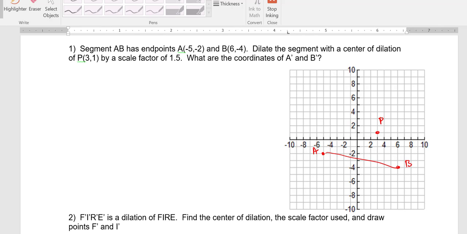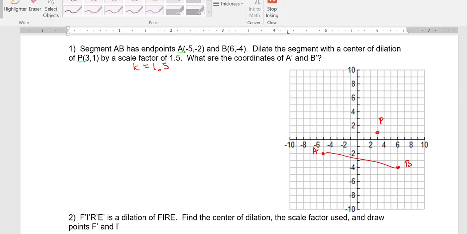Now, we're going to dilate this by a scale factor of k equaling 1.5. If you remember, looking way back at the beginning of the school year, when the k factor is bigger than 1, the figure is going to get bigger. When it's less than 1, it's going to get smaller. And when it's negative, it's going to go in the other direction. So we'll talk about that a little bit as we approach this problem.